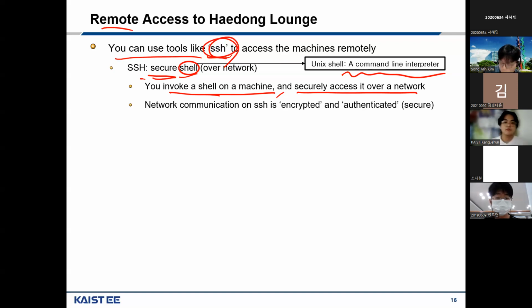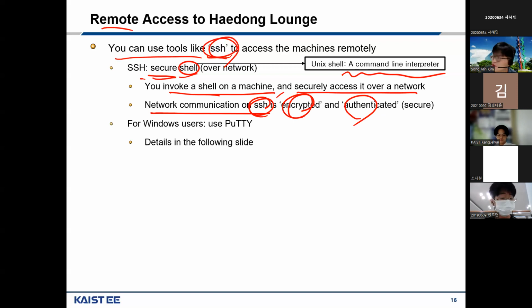So why is it secure? Because network communication on SSH is encrypted and authenticated. Because it's authenticated, you always have to input your ID and password, and we'll talk about that later. That's how you log into the server using SSH, and we'll talk about that in a few slides.